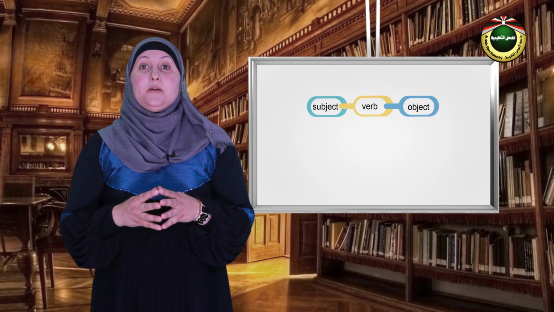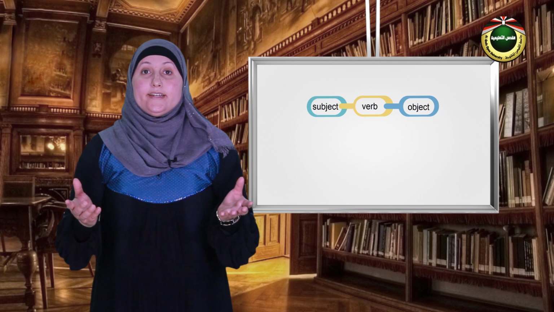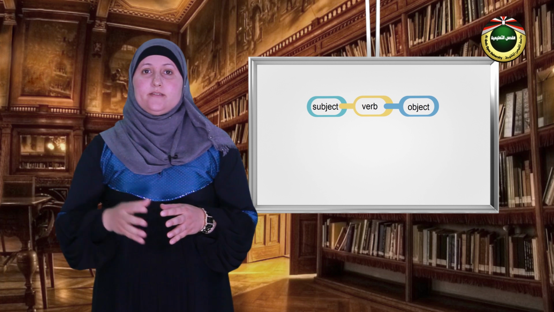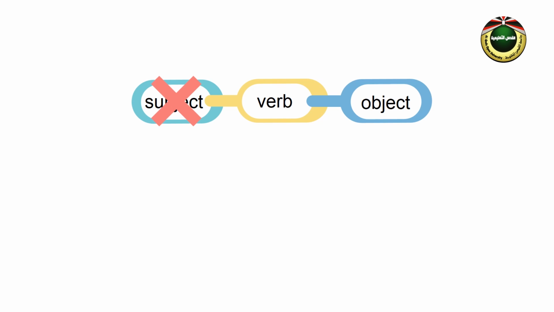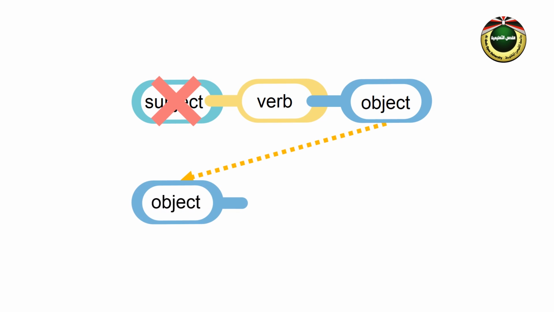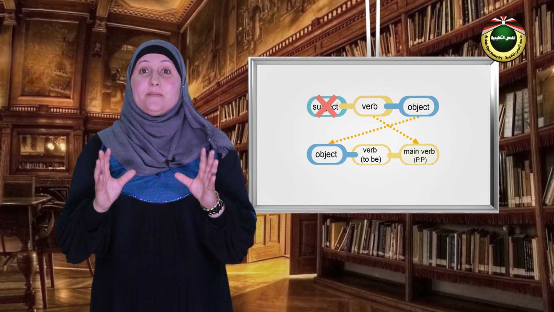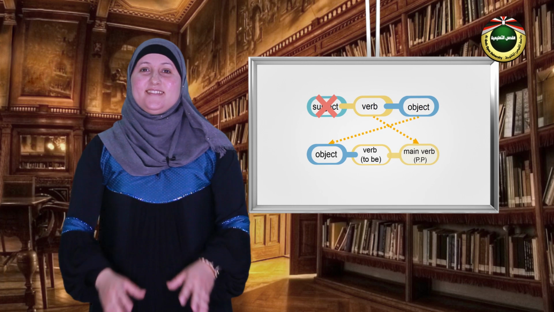Now, let's remember together how we formulate the passive voice. There are 4 steps. First of all, drop the subject. Next, put the object at the beginning of the sentence. Then, conjugate the verb to be in the same tense as the active sentence. And finally, put the main verb in the past participle form.